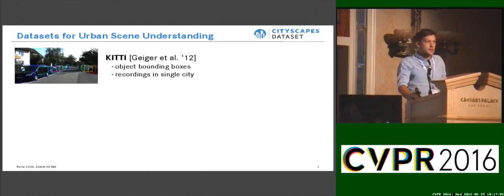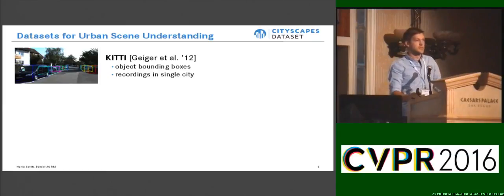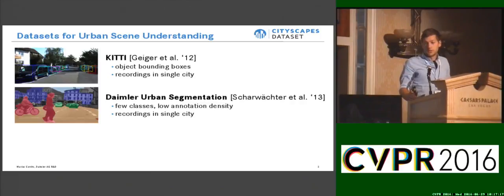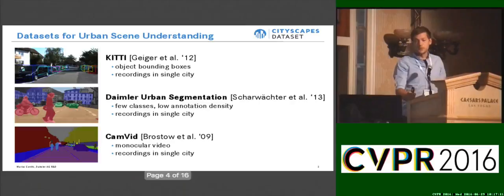During recent years, datasets for training and benchmarking of algorithms have been a driving factor for the progress in urban scene understanding. In terms of semantic scene understanding, however, these datasets are typically limited. In KITTI, for example, we have only bounding box annotations. In Daimler Urban Segmentation, the annotation density and quality is rather low. Or sometimes input data that you might need to run your method, such as stereo data, might simply be missing, for example in CamVid.